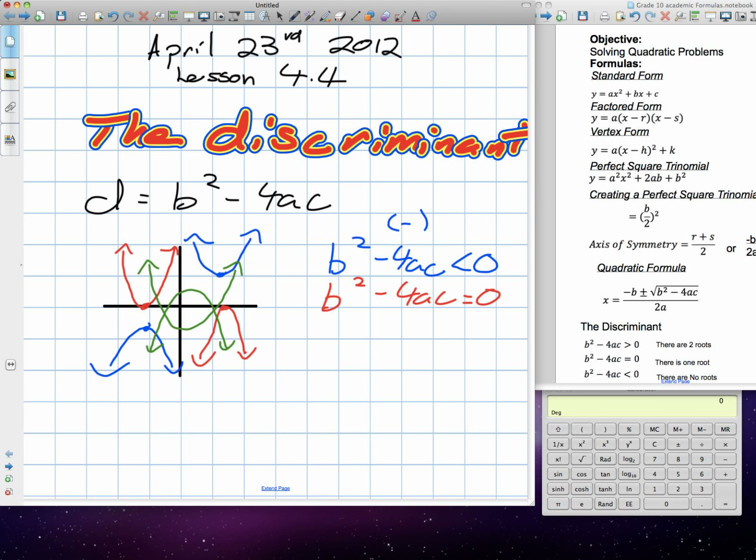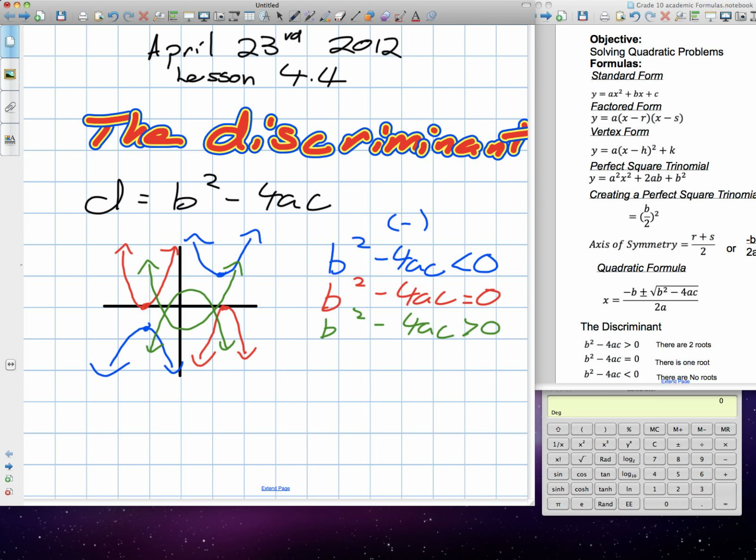When b squared minus 4ac is equal to 0, that means we're dealing with parabolas that have their vertex directly on the x-axis. And finally, when b squared minus 4ac is greater than 0, that means we have two roots, or a parabola that crosses the x-axis two different times.